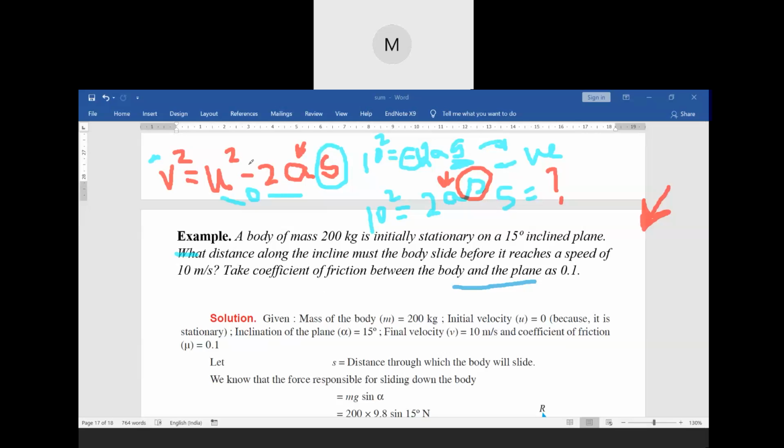So you have to use it. Just try to do it. Okay, take it as plus only, and then do it. Wait, the actual formula is what? V square minus U square equal to twice AS. This is the formula actually. So it will be V square equal to U square plus twice AS.